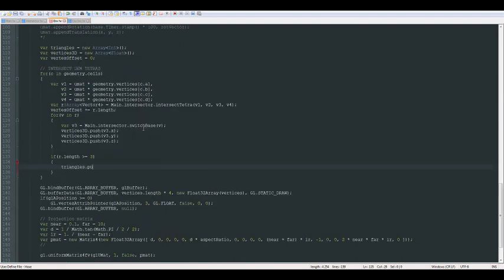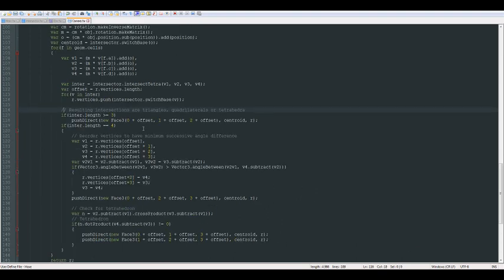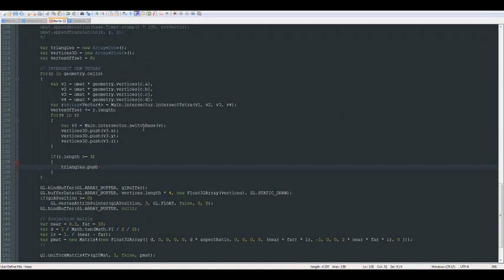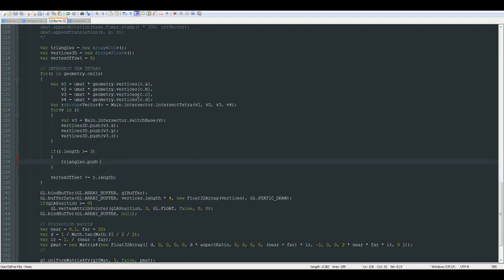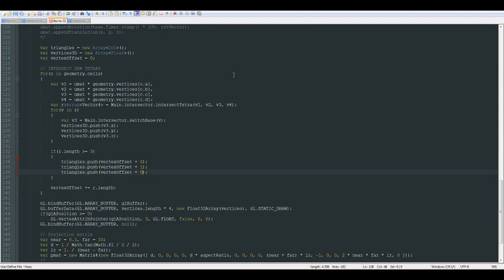Triangles.push. Var t equals new nothing. What am I doing? Triangle.push. Yeah, 0, 1, 2. So we need to push the vertex that we just calculated. And here comes the point of the vertex offset. Vertex offset is not actually being used, not now. Vertex offset is updated afterwards. My bad. Because we need to be able to tell what is the offset of the vertices that we just pushed to the array. So we use the previous iteration. Vertex offset plus 0 for readability. And then 1, 2. So that's our first triangle.